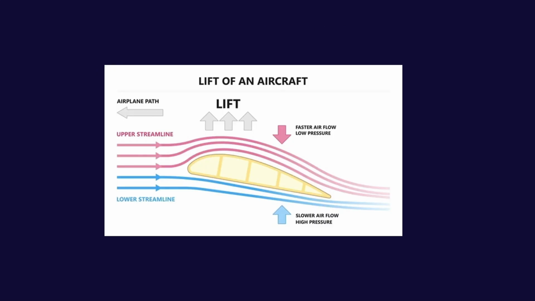So, showed in a more complicated way, you have an upper streamline, which is the reddish color, and a lower streamline, with different pressures. The blue one is the slower air at the higher pressure, and the red one is the faster air at the lower pressure. That generates lift, and then you have the airplane path. This is the wing of the plane, and the plane is flying to the left.